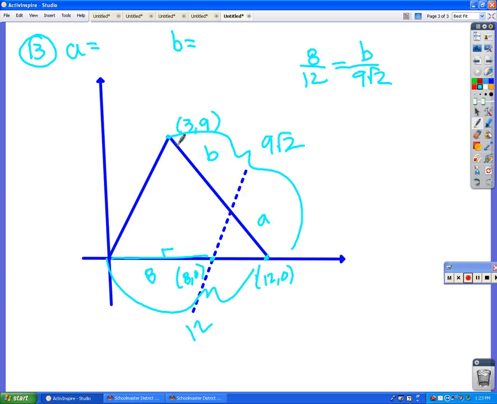All right? Very nice. So now when you cross multiply, you get 72 root 2, and then 72 divided by 12 is 6. So B equals 6 root 2. It is like calculus, huh? And then if the whole thing has to add up to 9 root 2, then that means A has to be 3 root 2.